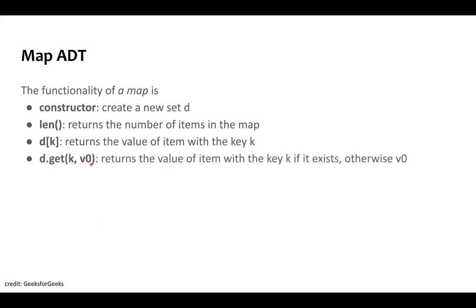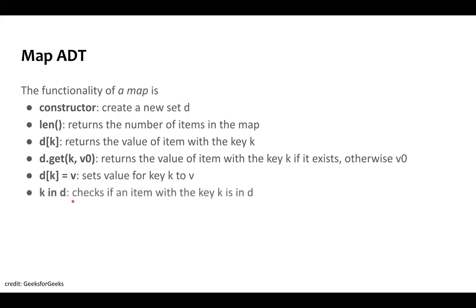And we want to implement this method, get. And this method returns the value of item with the key K if it exists. Otherwise, it's going to return V0. We already saw this method in the Python primer class. And we also need to be able to set some values corresponding to a specific key called K, like this. And we also want to check whether key is inside this dictionary or map. And of course, we need to be able to iterate through all the items inside a map.